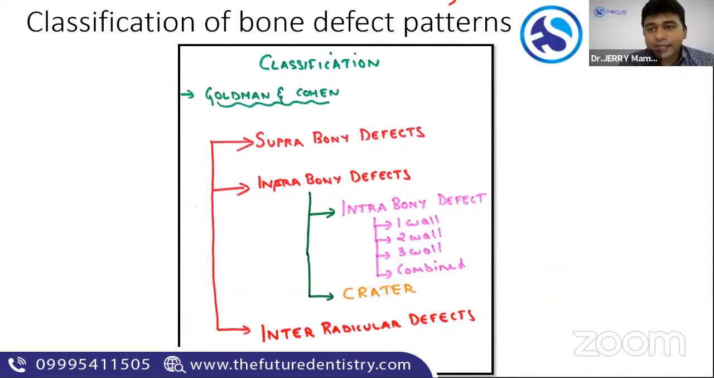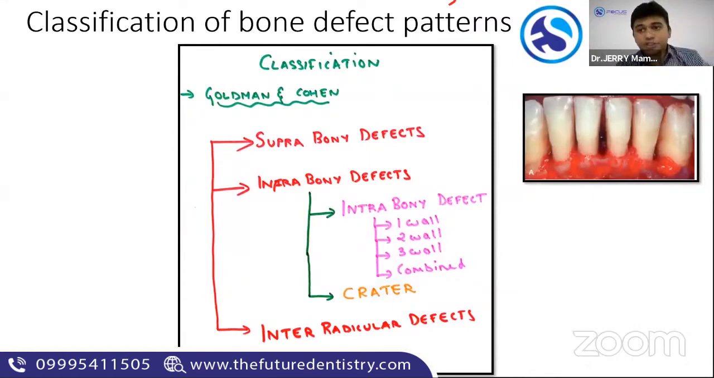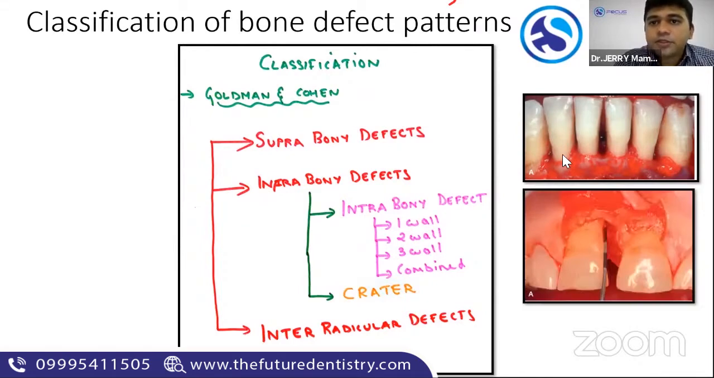Now we will see a clinical picture of all this. So this is a clinical picture from your textbook. Can you see the defect here? Let me just take the pen. It's mostly horizontal in pattern. This is your cemento enamel junction, and the bone is flat like this. The bone is flat to the tooth surface, forming a 90 degree angle to the tooth surface. You can say flat architecture. That is your suprabony defect. Then you see a defect here. You can see one.